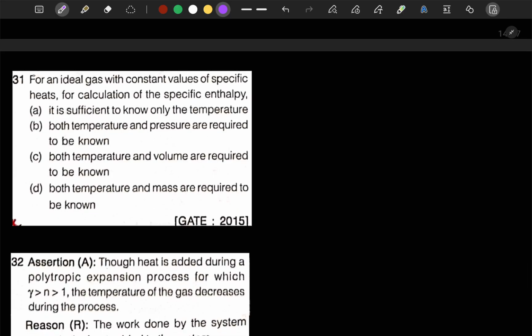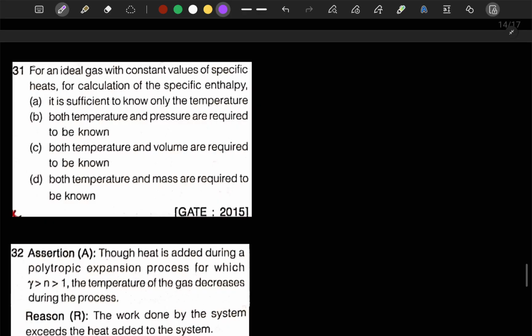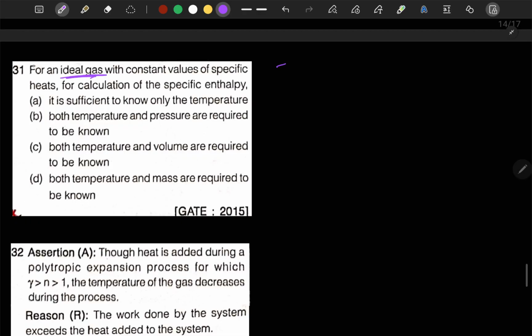For an ideal gas with constant values of specific heats, for calculation of specific enthalpy. For any ideal gas, energy is a function of temperature only. Okay, so you should only know the value of temperature. Here it is asked specific enthalpy, so this will be Cp T. Cp is the constant value, and T you should know. So on temperature, option A.